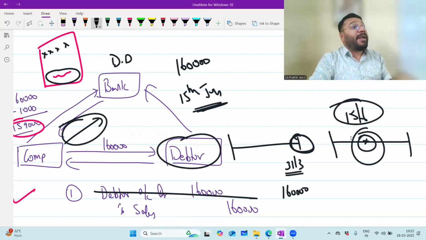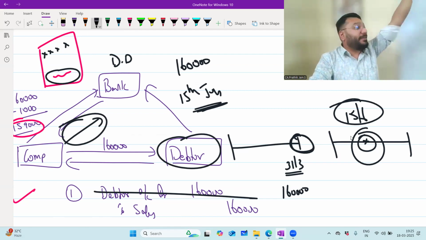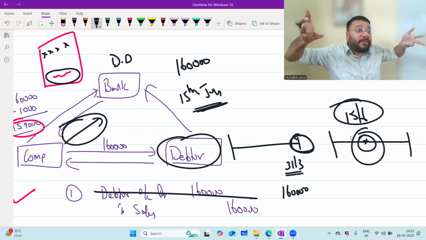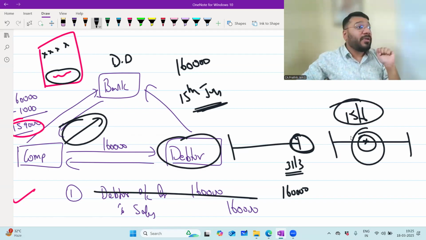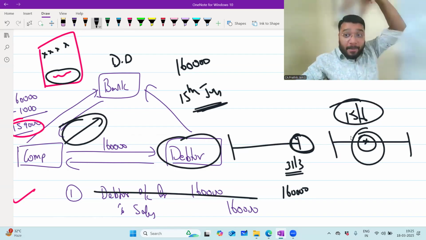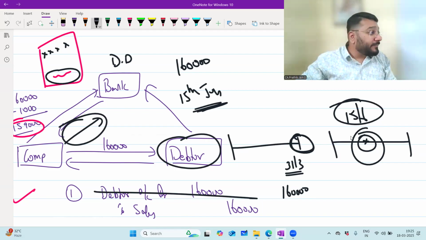So my liability is dependent on a future event. If the debtor pays, no liability. If the debtor does not pay, I have to pay. So a small portion of my liability depends on the debtor. If any liability is dependent on the happening or not happening of a future event, then this becomes my contingent liability.